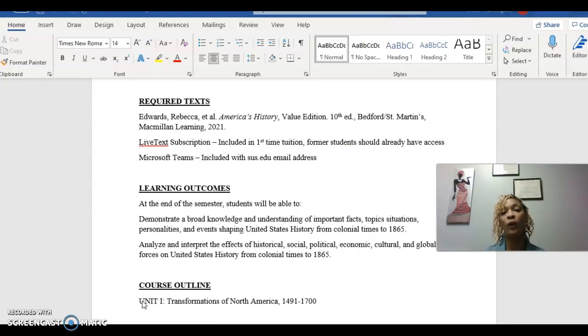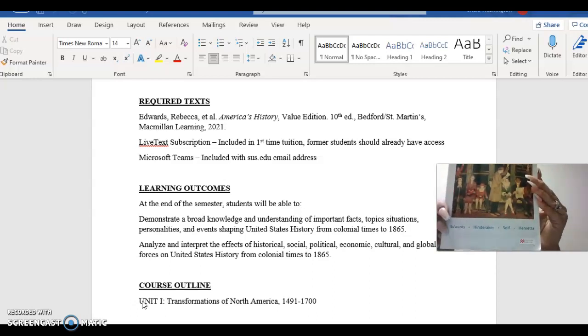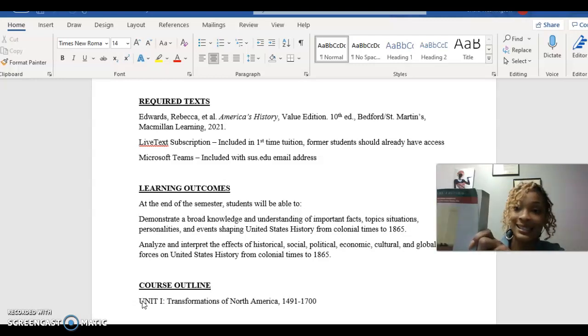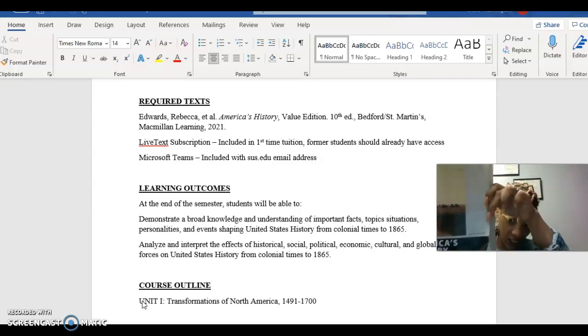Our text for this course is America's History, the 10th edition, by Bedford St. Martin's Macmillan Learning. Rebecca Edwards is the first name on there. This is our first semester using the 10th edition. The edition we used before was the 9th edition. It's the same exact book, except, of course, it's the 9th edition.